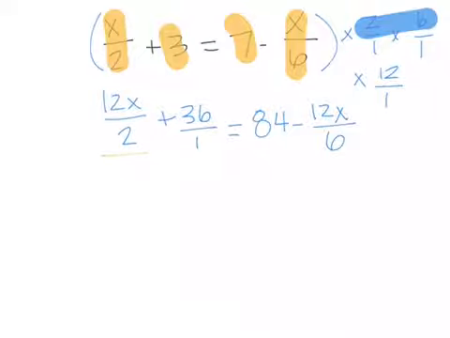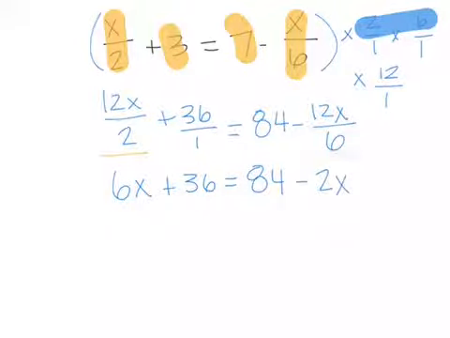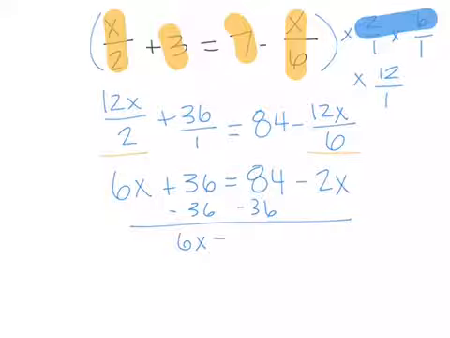So let's start right here. 12x divided by 2 is 6x. 36 is still 36. 84 is still 84. And then I'm subtracting 2x because that's what 12 divided by 6 is. From here, I just want to get all my numbers on one side and variables on the other. So I'm going to start by subtracting 36 from both sides. Now I have 6x equals 84 minus 36, which is 48.